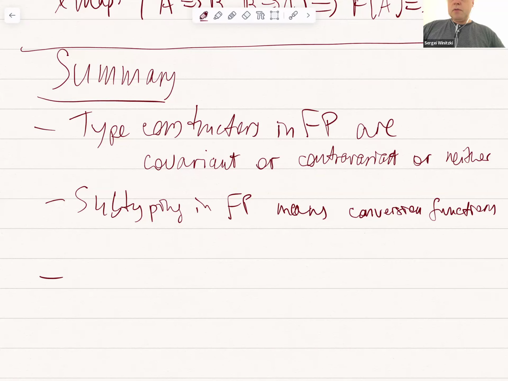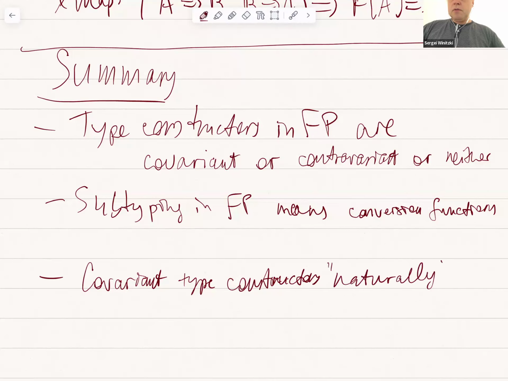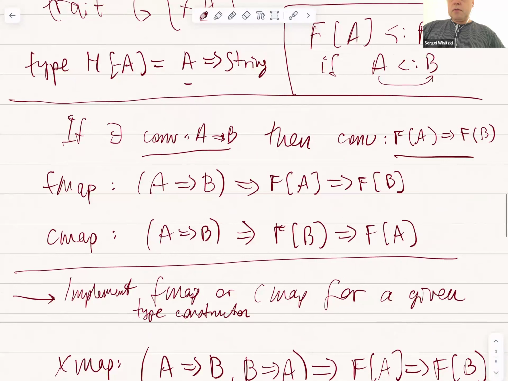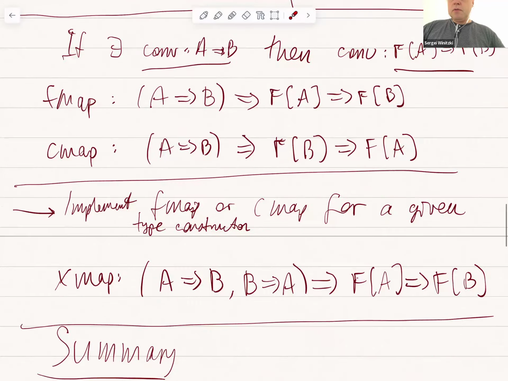And then there's a connection between type constructors covariance and subtyping. Covariant type constructors naturally support subtyping. So contravariant also. Covariant or contravariant type constructors naturally support subtyping in the sense that this function fmap or this function cmap can be used directly to create the necessary conversion function for subtyping.